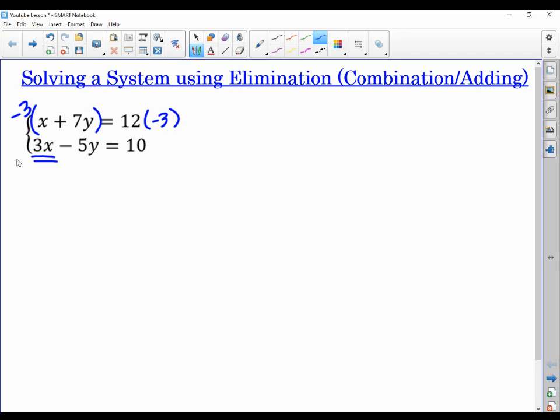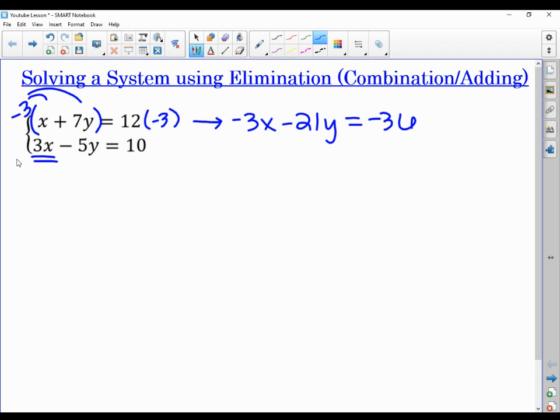So, okay, let's do it. Let's distribute. A negative 3 times x would give us a negative 3x, which is what we want. Good. And then a negative 3 times a positive 7 would give us a negative 21y equals 12 times negative 3, which is negative 36. Again, on the left side, we used the distributive property. On the right side, we just multiplied.